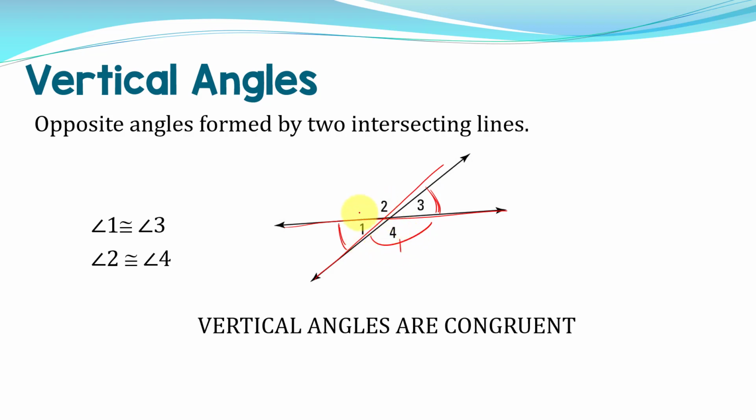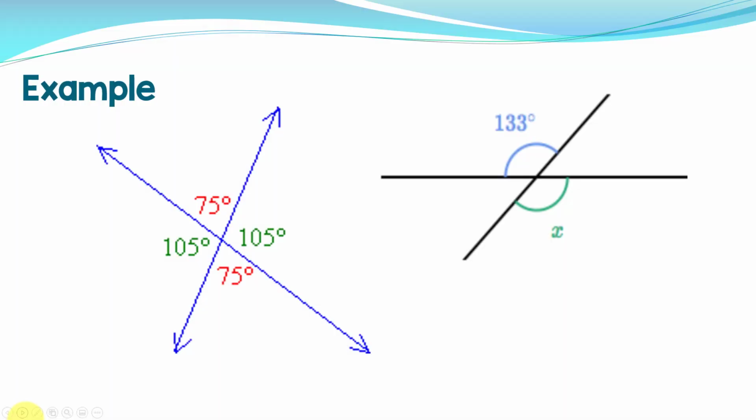I'm going to mark these like this. Okay, so across from each other, vertical angles are going to be congruent. All right, so in this picture, these are vertical angles. This is another way to mark congruency. 105 would equal 105. And here in a problem, we've got 133. Its vertical angle is this one. So this would also be 133. So we'll use that a lot in solving equations or finding missing angles.